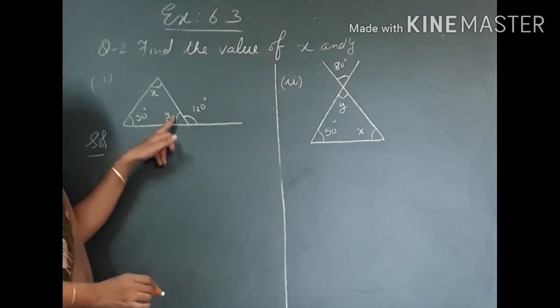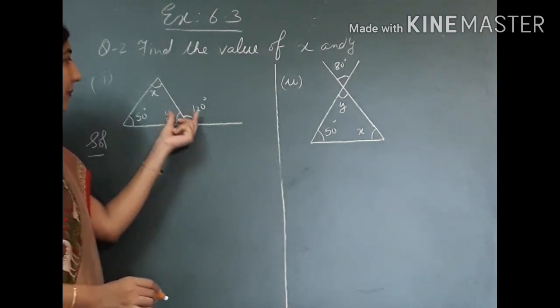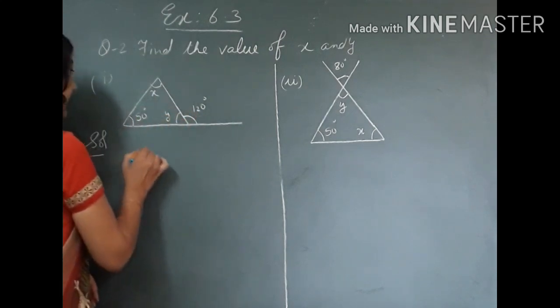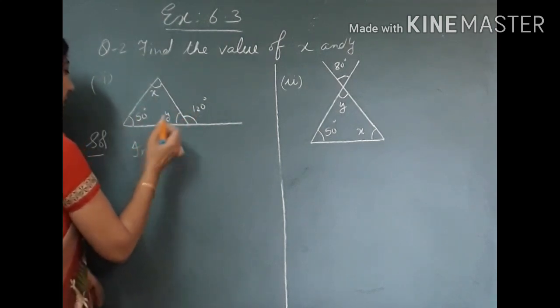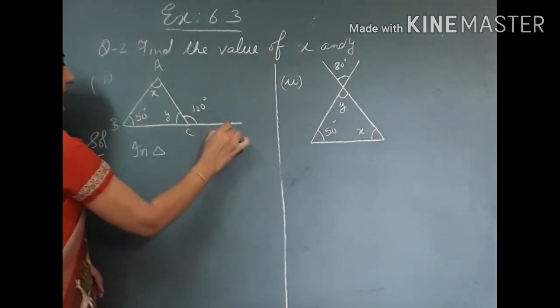So first, if I have to find y, what I will do? This y plus this 120 degrees, they are making a linear pair. So you can write in triangle, you can name this triangle. No name is given. You can name A, B, C and this point you can take it as D.